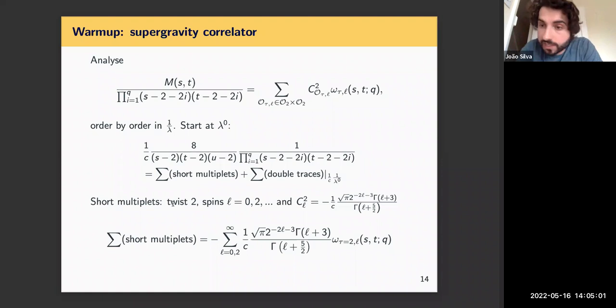And as I was telling you, everything is known about the short multiplets. So they have twist 2 and spins 0, 2, 4, etc. And their OPE coefficients have been calculated. And so we can understand the right-hand side, it's given by this series.